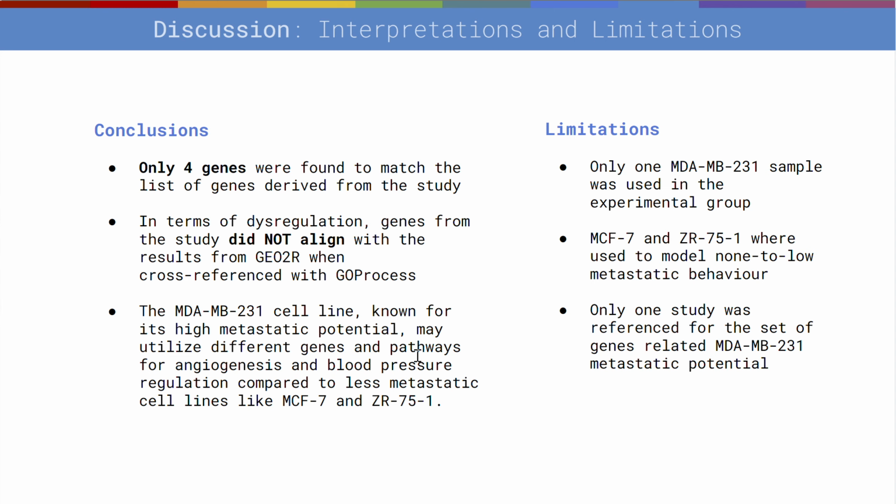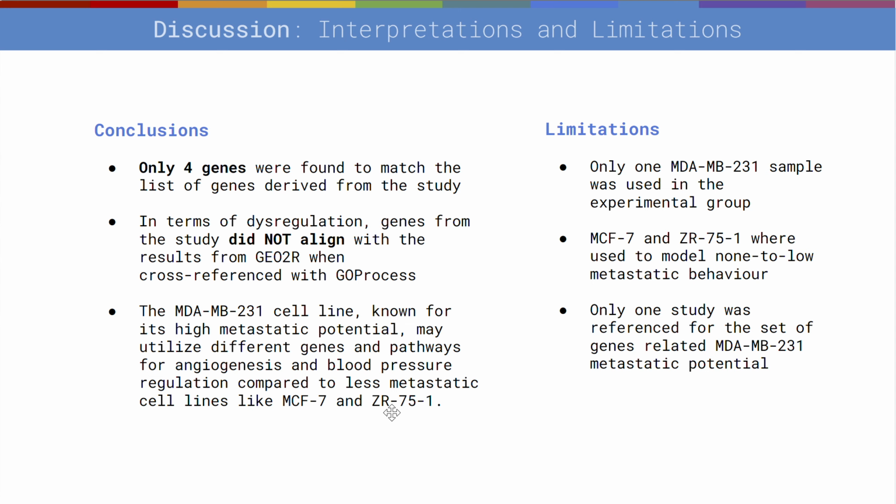So that got me to think, well, okay, I'm dealing here with a cell culture, and basically the environment is different, and metastasis behavior could be different entirely because there's no blood vessel formation and all these kinds of stuff. So that could have explained why such behavior exists in my results based on cell line. So I ended up concluding that the MDA-MB-231 cell line, known for its high metastatic potential, may utilize different genes and pathways for angiogenesis, which is blood vessel formation, and blood pressure regulation, compared to less metastatic cell lines like these two.